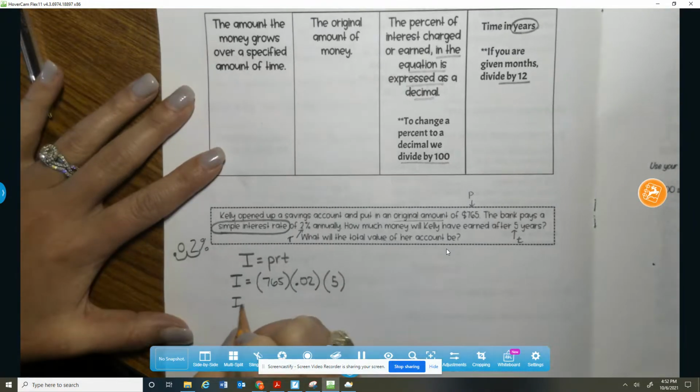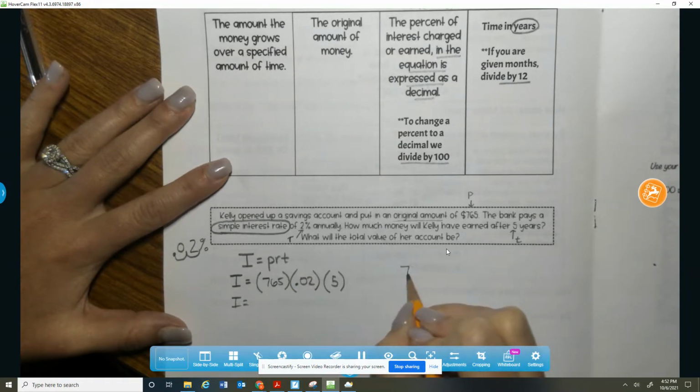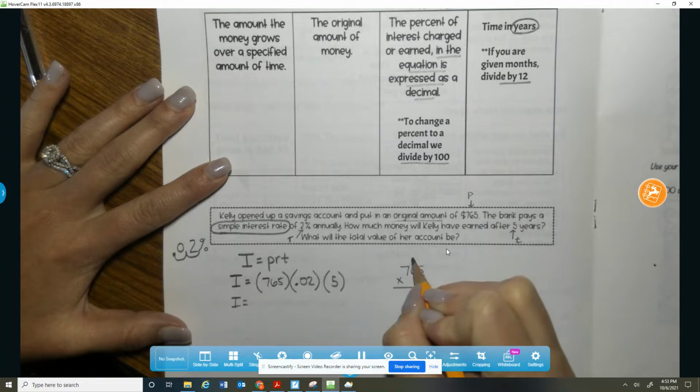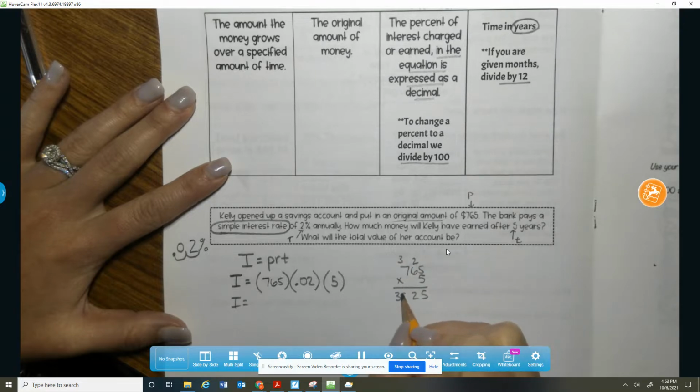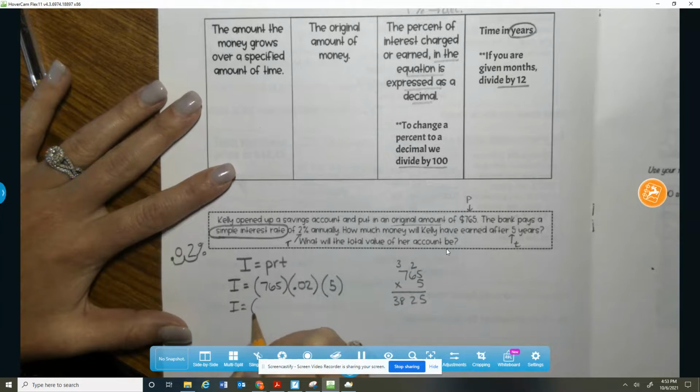So I'm going to go ahead and multiply. I like to multiply my whole numbers first and save my decimal for last so I don't have to worry about it. So 765 times 5, I got 3,825. So I'm going to go ahead and plug that in here. I've multiplied those together to get this.